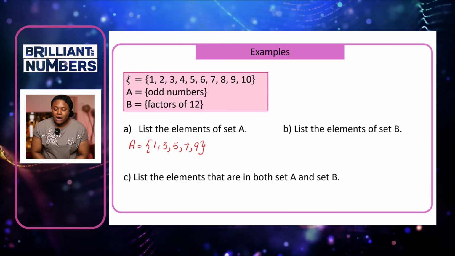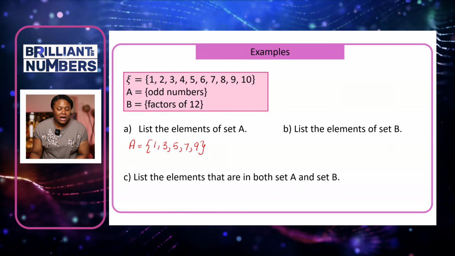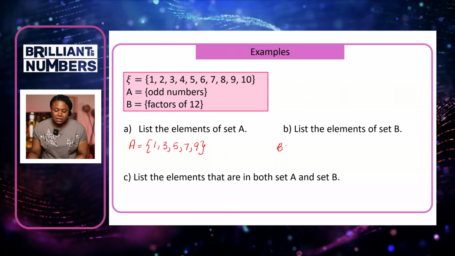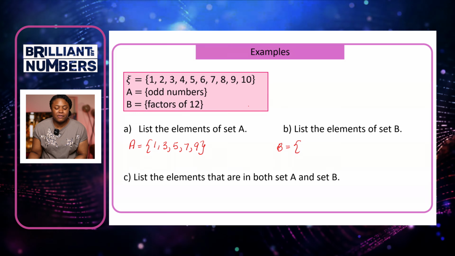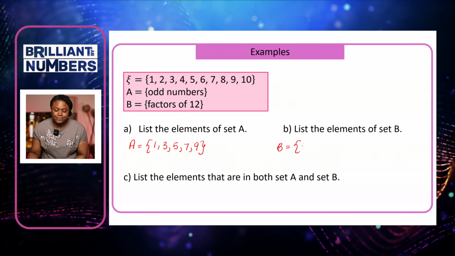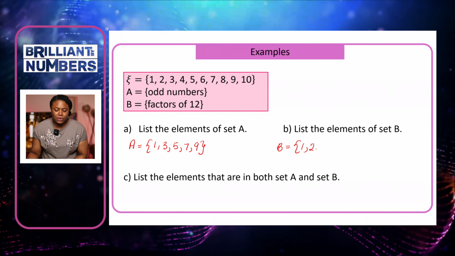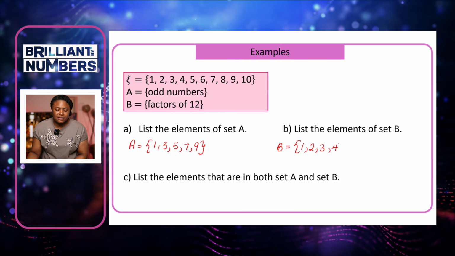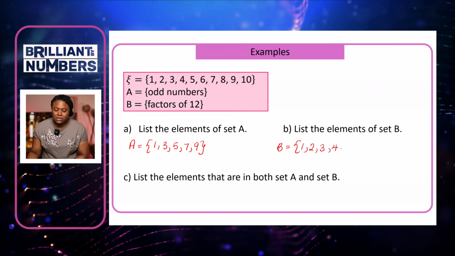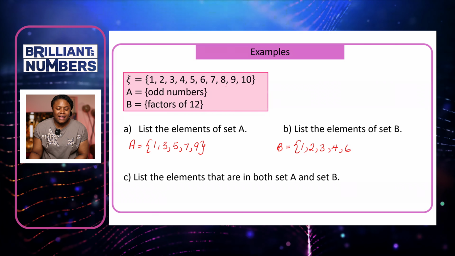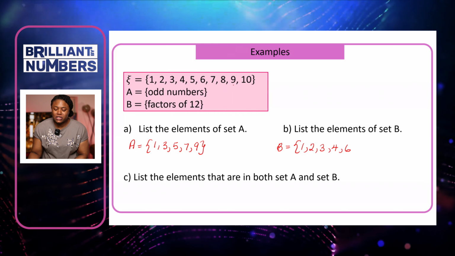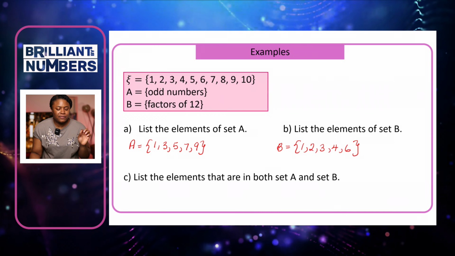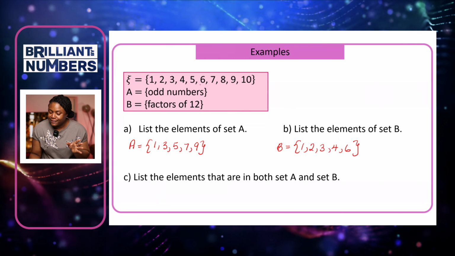For set B, we are asked to list the elements which are factors of 12. So B is equal to the factors of 12. The first factor of 12 is 1. We also have 2, which can go into 12. 3 goes into 12. 4 goes into 12, not 5, but 6. And then we check 7, 8, 9, and 10, which are not factors. So these are the only factors of 12 from the universal set that we were given.